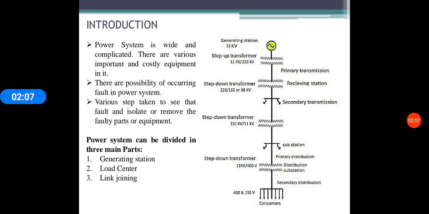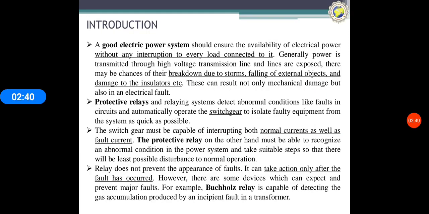So this is the basic power system from generation to the distribution system. Here you can see the different stages, and each stage uses particular equipment. This equipment is called the switchgear system. This equipment is costly and the most important part of the power system, so it must be protected.